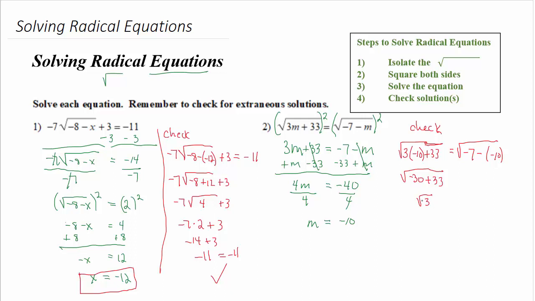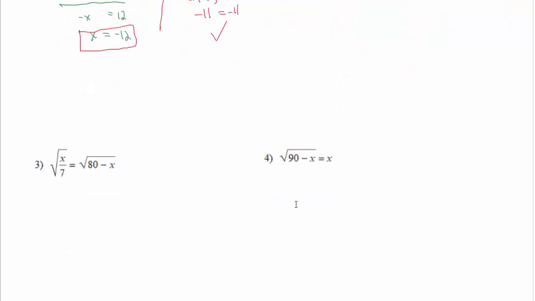It's okay that it's still in the square root. We just want to make sure the right hand side turns out to be the square root of 3. So we have negative 7 minus negative 10, or plus 10. And if we add negative 7 and 10, we get the square root of 3. And guess what? They still work out. So m equaling negative 10 is our complete answer there. Let's move on and try one more of these.